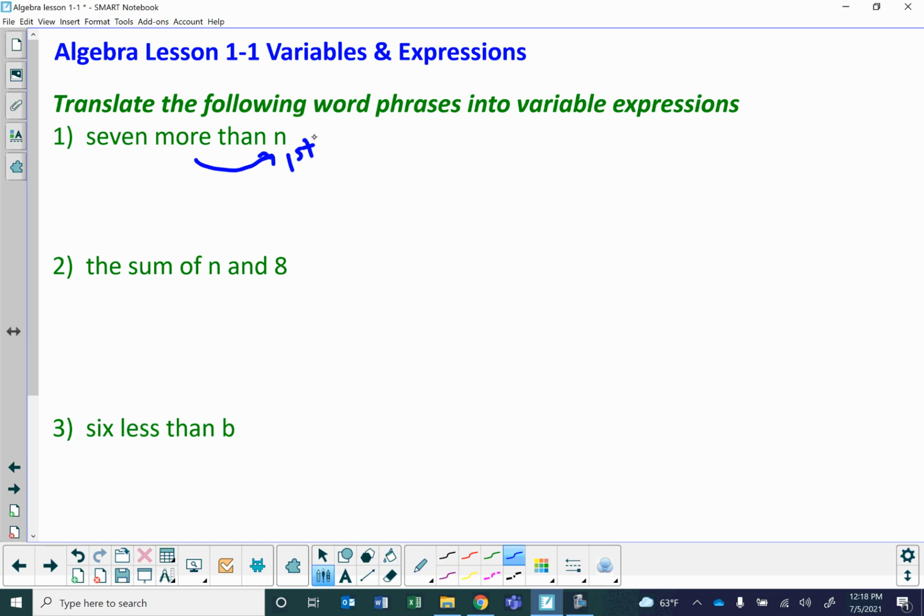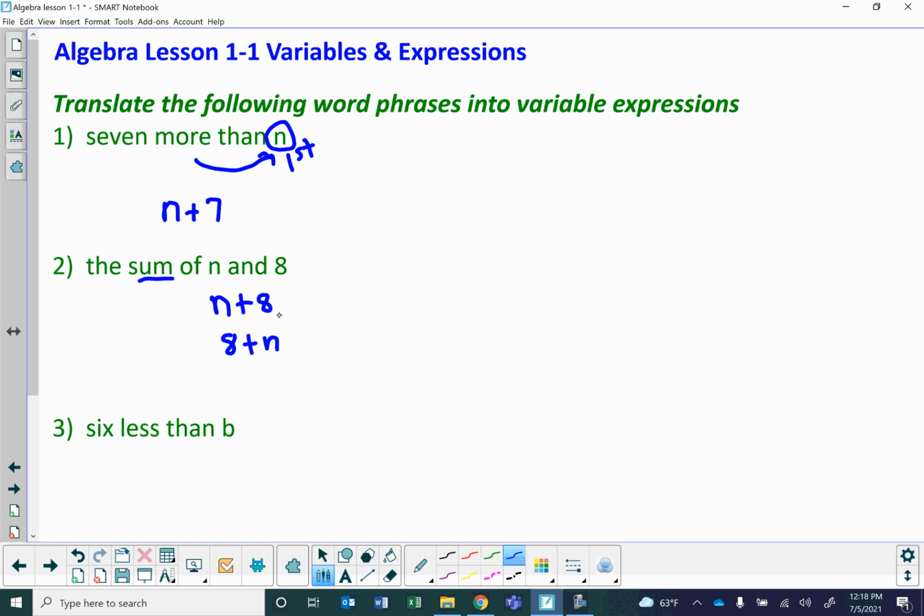Now, obviously, with addition, the order really doesn't matter because 5 plus 7 is the same as 7 plus 5. However, with subtraction, the order is absolutely critical. So the more that you pay attention to the order in addition, the more you will pay attention to the order in subtraction. So if I say 7 more than n, that means this n is going to come first. So I'm going to put n plus 7. That means 7 more than n. The sum of n and 8, here, because it's just the word sum, it doesn't really matter. We can put n plus 8, or we can put 8 plus n.